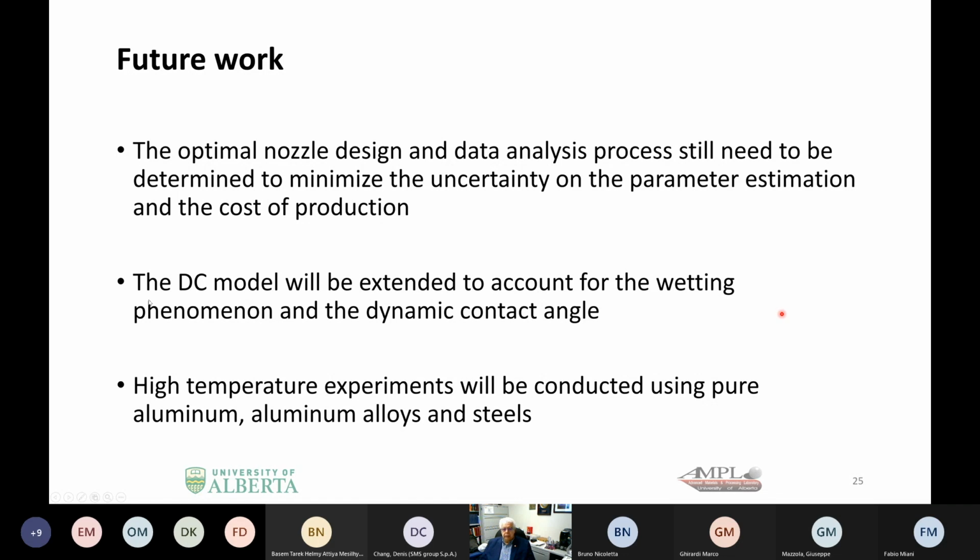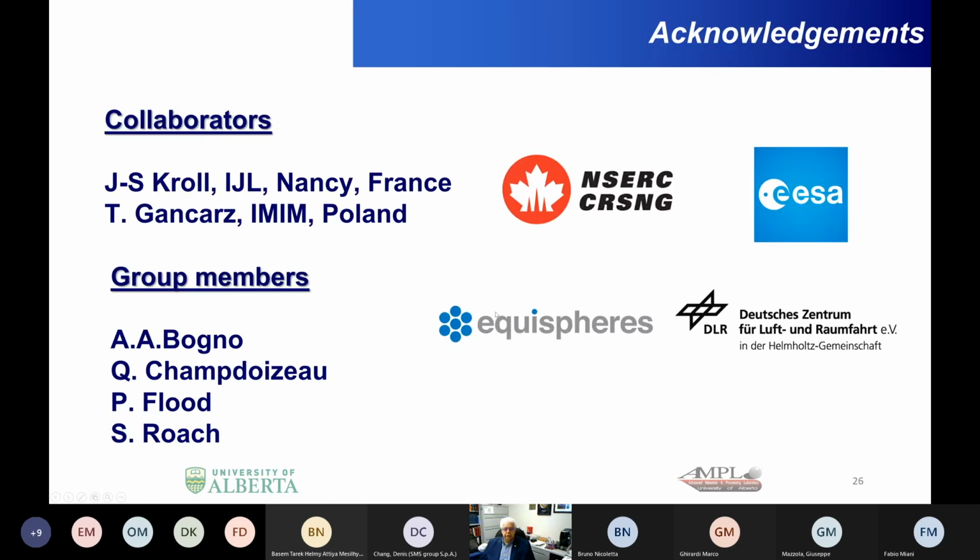We're also extending the model to account for wetting phenomena to get dynamic contact angle in addition, and we're planning high temperature experiments to look at aluminum alloys and steels. Of course, we're going to start with tin and some low melting point materials.